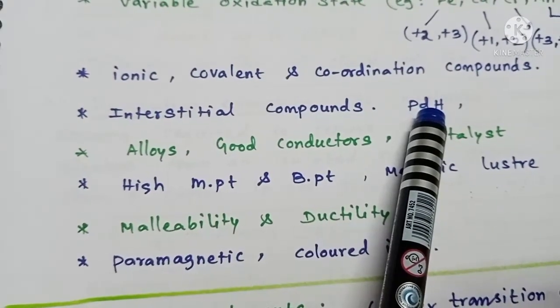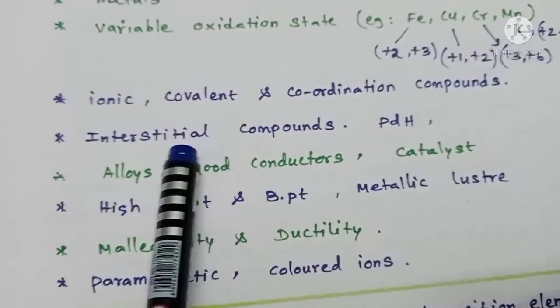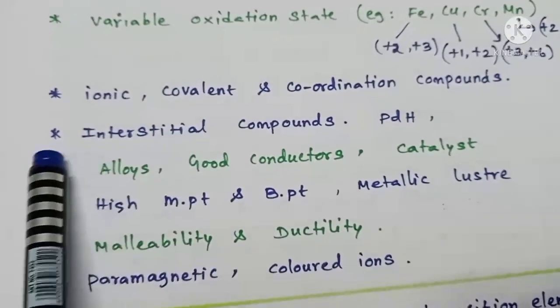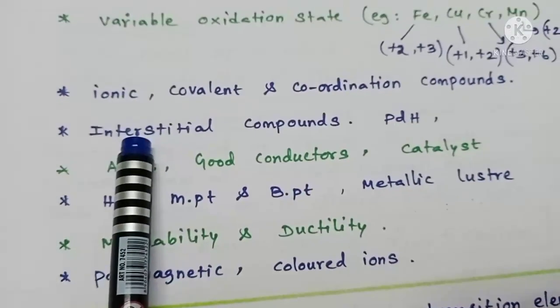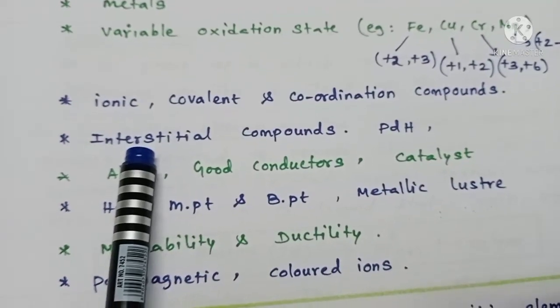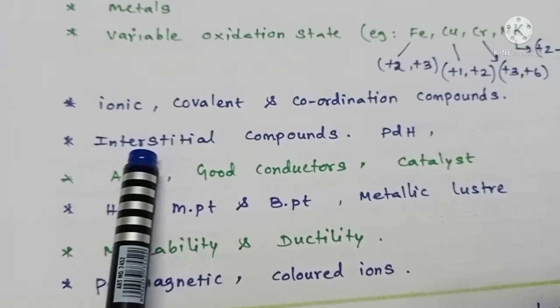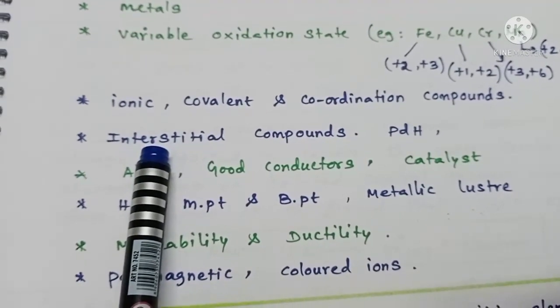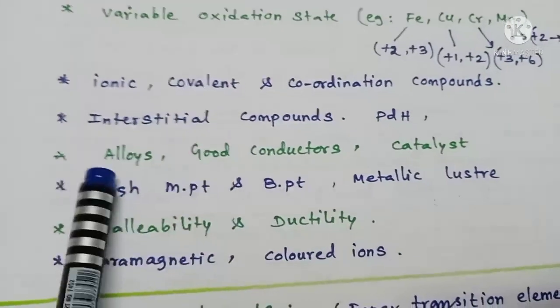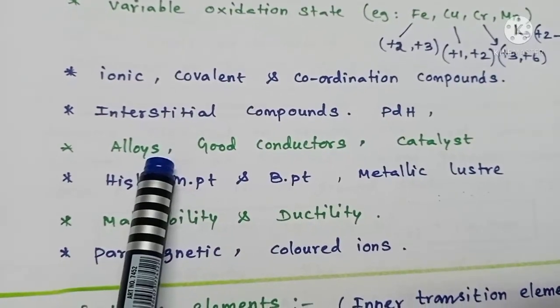Example, PdH, palladium hydride. Because D block metals possess interstitial space, that is, space between the atoms. Some smaller elements such as carbon, hydrogen, nitrogen, etc. can be easily trapped. The compounds formed in such a way, by trapping smaller elements in the interstitial space, are called interstitial compounds. They readily form alloys, metal mixtures.